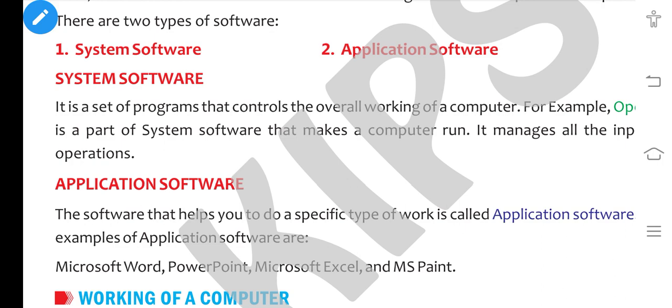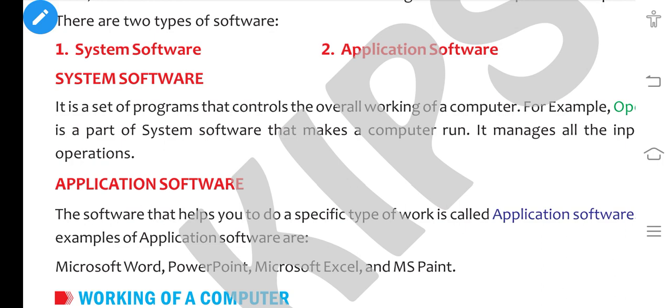Example, we can see operating system. Some more examples of the operating system are Windows 7, Windows 8, Windows XP, etc. These are the examples of operating system, or we can say the examples of system software. Now next one is application software. Application software helps us to do a specific type of work, just like MS Word, MS Paint, MS Excel, etc.